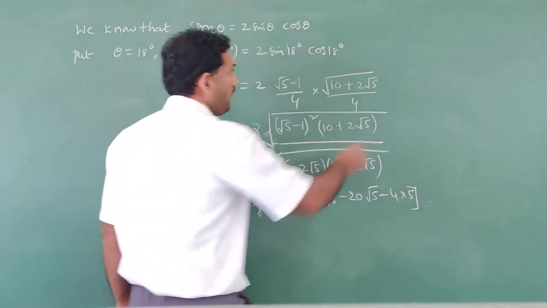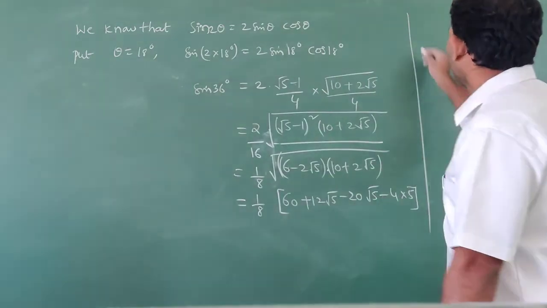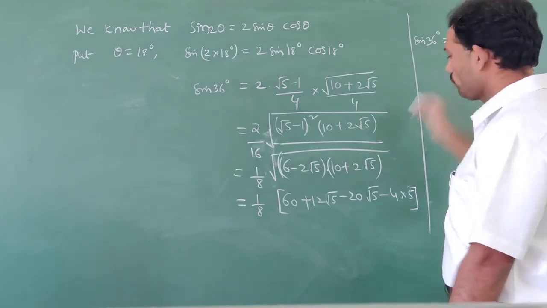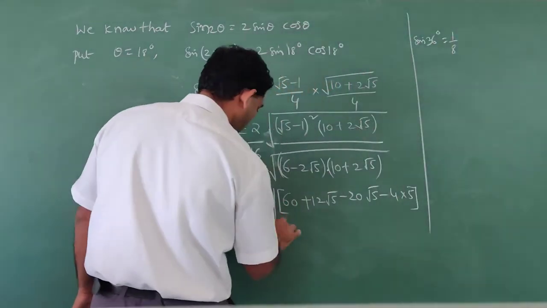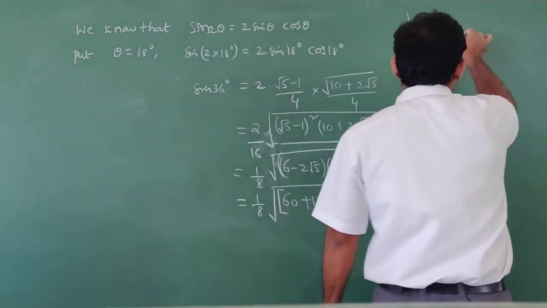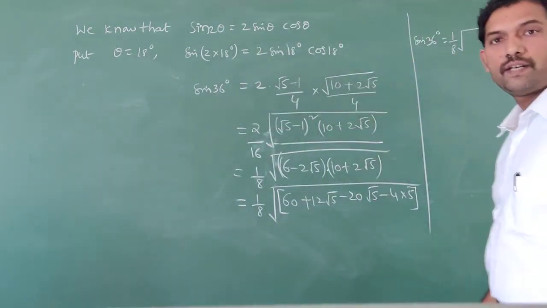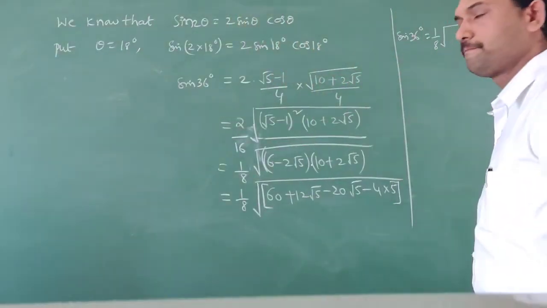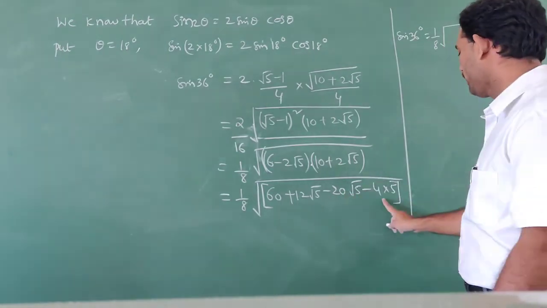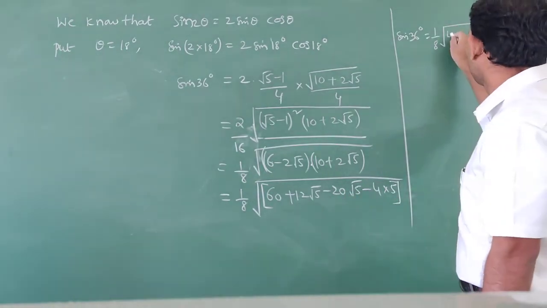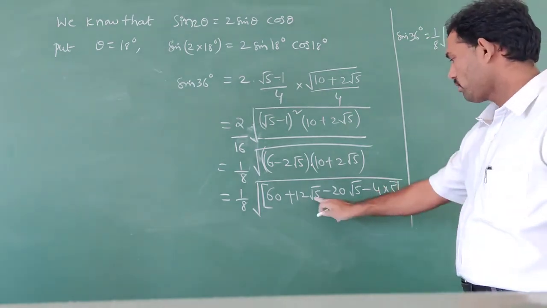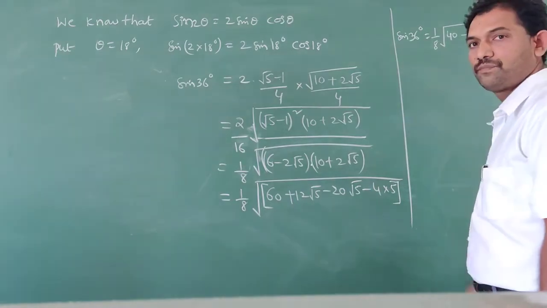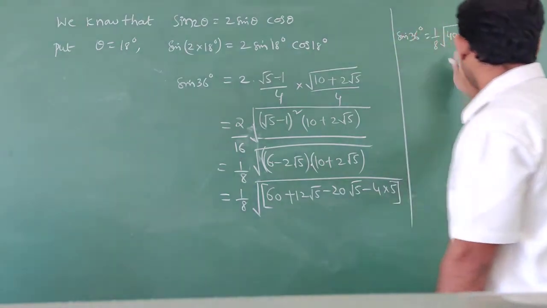Now 1 by 8, sin 36 degrees equal to 1 by 8. So inside root is missing. Root is missing. You take root over. This is 60. This is minus 20. How much? 40. Next plus 12 root 5, minus 20 root 5 means minus 8 root 5. Right? Now what value is common in these two?